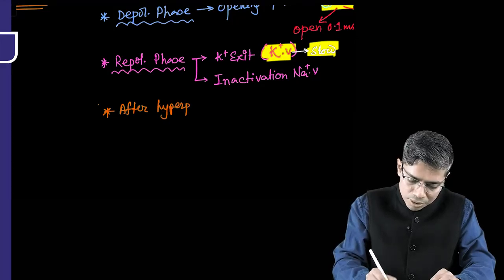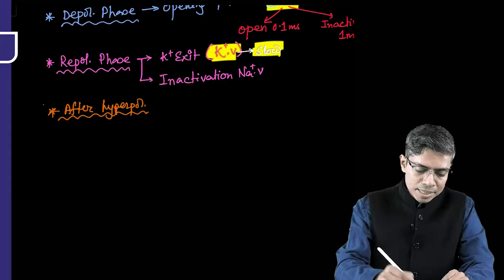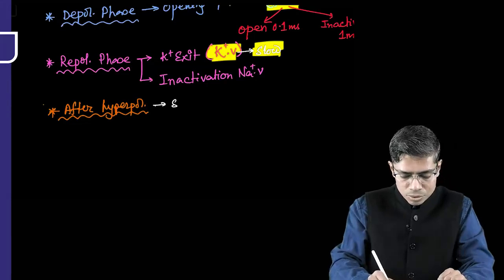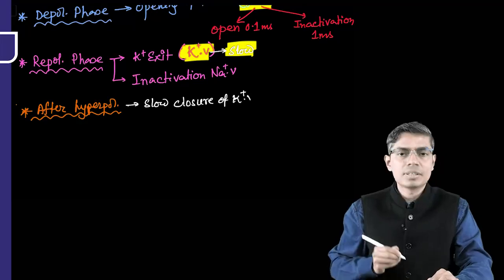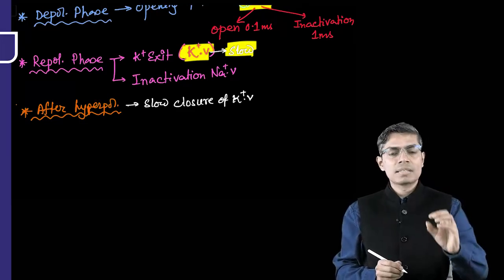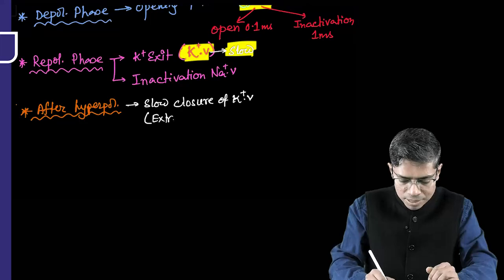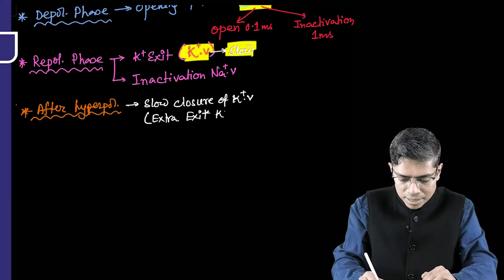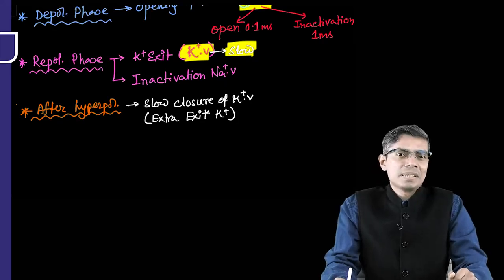After hyperpolarization, your answer is this is also due to exit of potassium. But a better answer is this is due to slow closure of the voltage gated potassium channel. Slow closure of voltage gated potassium channel means some extra potassium will go out. So extra exit of potassium from the cell is leading to after hyperpolarization of the action potential, right?